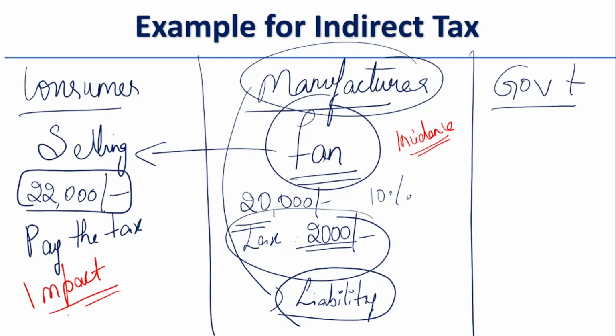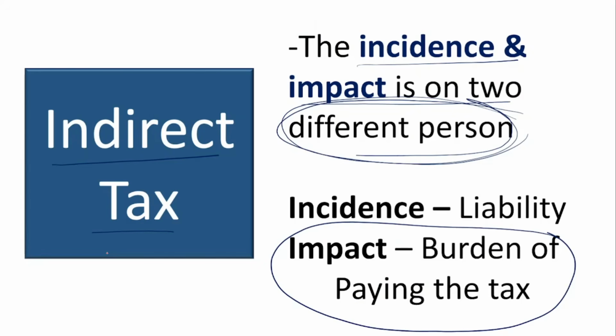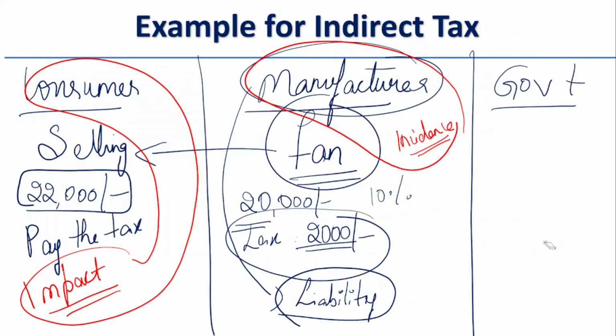So here you can see that the incidence is on the part of the manufacturer and the impact is on the part of the consumer. So what does indirect tax mean? The incidence and impact are on two different persons. Here also the manufacturer has the incidence and the impact is on the consumer. So two different persons have been involved. So this is the meaning of indirect tax.